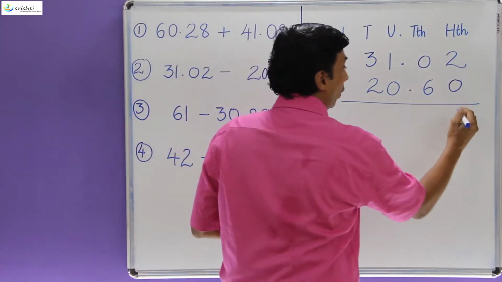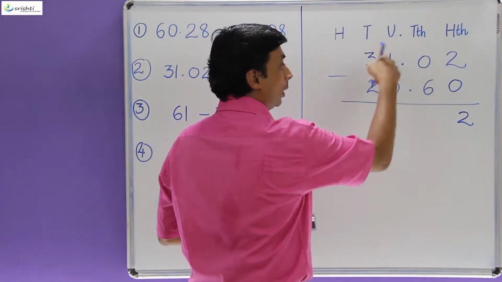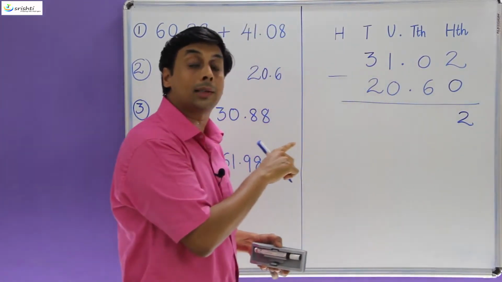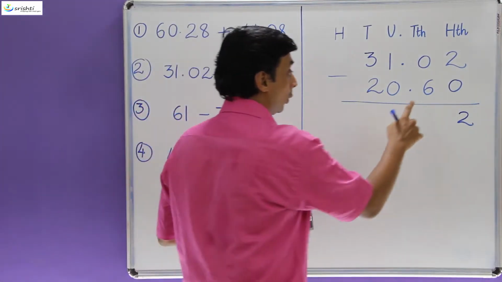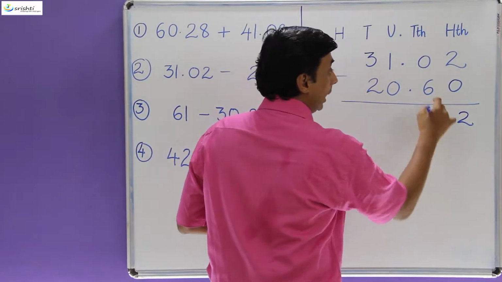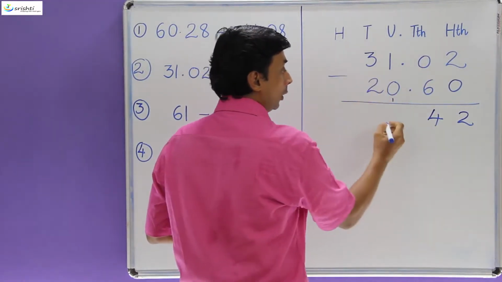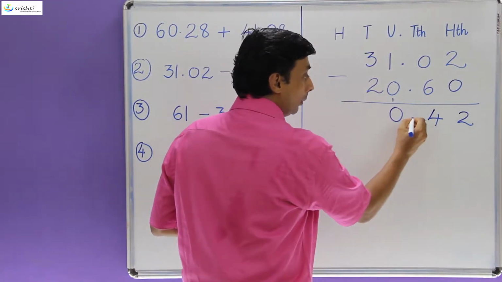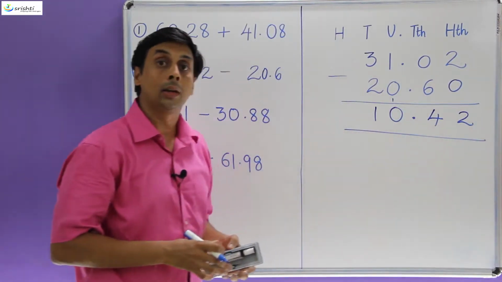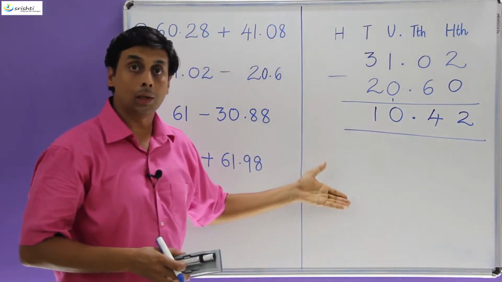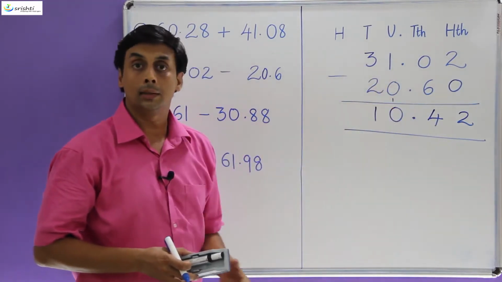So 2 minus 0, 2, there's a 0, 0 minus 6 not possible, so you can borrow, or you can use subtraction using addition, which is explained in one of my other videos. So I would do that here. 4 plus 6 is 10, 1 carried. 1 plus 0 is 1, and there's already a 1 here, so 0. Decimal point below the decimal point. 3 minus 2 is 1, and the answer is 10.42. So in subtraction also, we write the digits one below the other. The number of decimal places does not change.